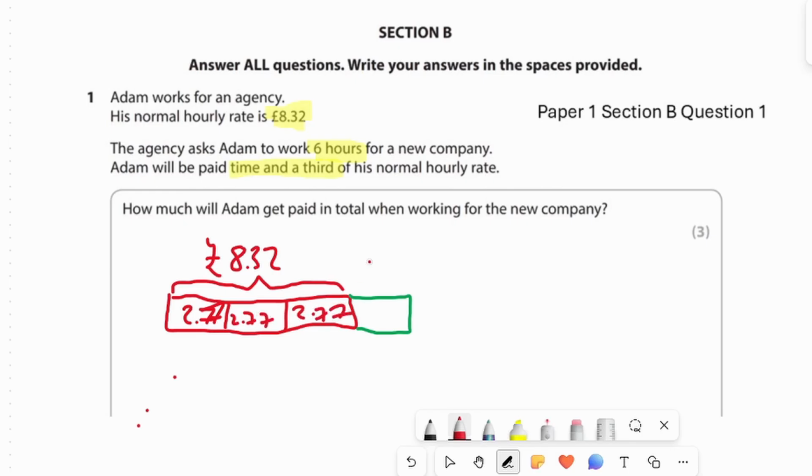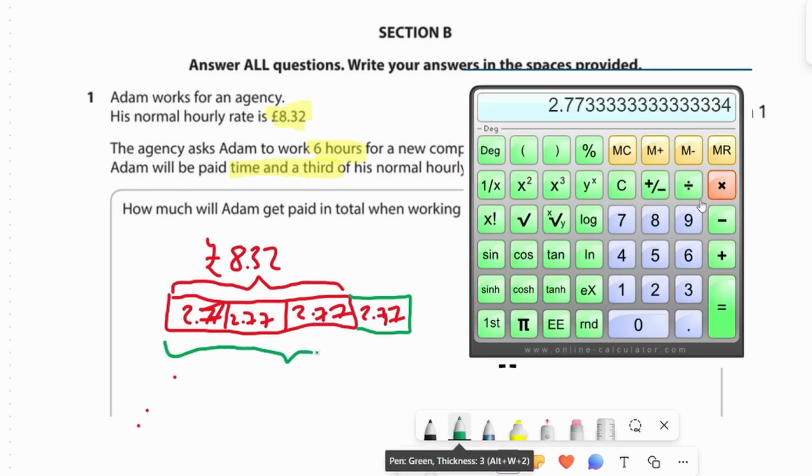So now we know the value of each part, we can work out the time and a third, the hourly rate that Adam gets at the new company, which is going to be 4 parts. So it's going to be 3 thirds and then another third. So to do this, all we got to do is do £2.77 times 4. So what we want to do is just go back to the calculator and use the number that we left in there and hit times by 4, and that will give us the new hourly rate of Adam, which turns out to be £11 and 9 pence, and then a lot of 3's after that.